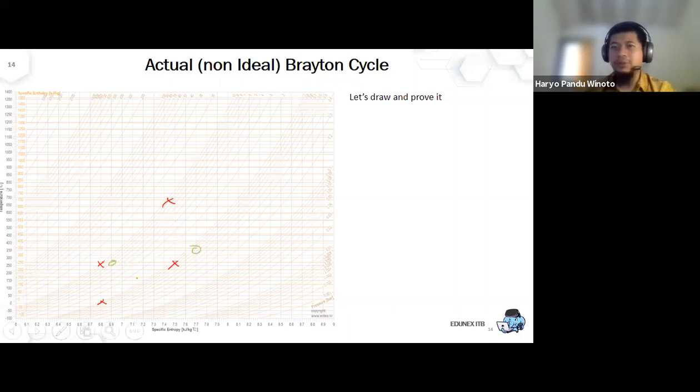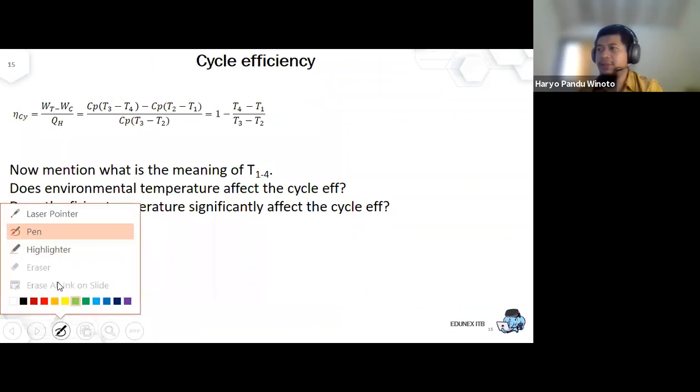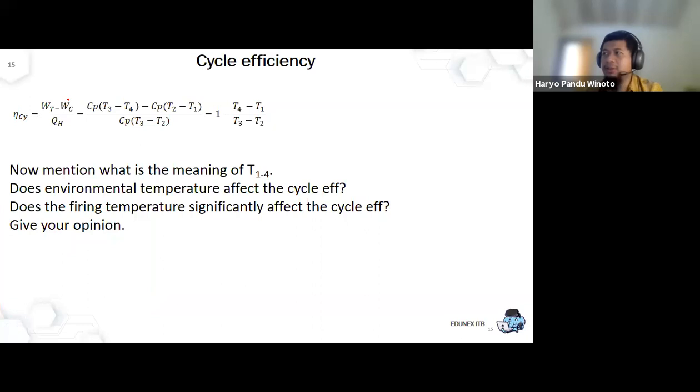This is important because you need to find it. The cycle efficiency here is always decided by these variables, this energy involved. So we take the work at the turbine minus the work at the compressor, divided by QH, and then you can equate this out. Then you can get this one.